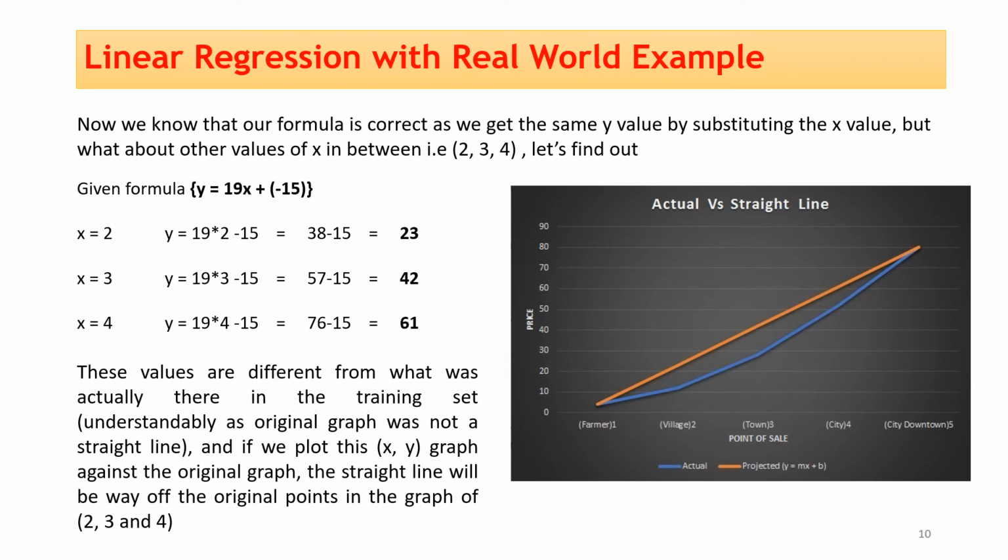So if we compare our actual graph versus the projected graph, then we will get this graph. Our x-axis indicates our point of sale and our y-axis indicates the price, and here the blue line indicates our actual graph, and our orange line indicates our projected graph by using our straight line equation, that is y equals mx plus b or y equals mx plus c.